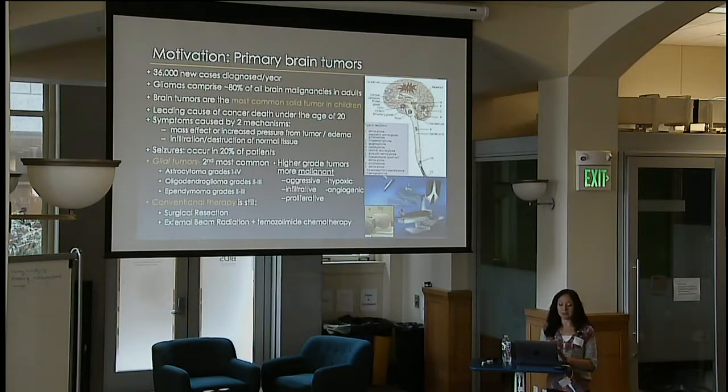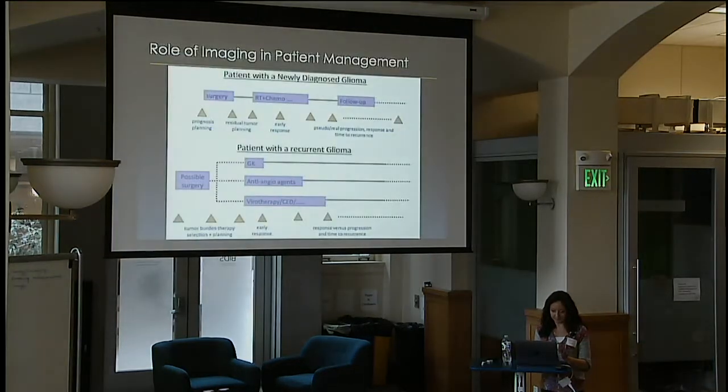And despite the numerous drug trials that have existed over the last 15 to 20 years, the conventional therapy is still surgical resection followed by external beam radiation therapy and temozolomide chemotherapy. And with this therapy for the highest grade, glioblastoma, survival is still only 15 to 18 months.